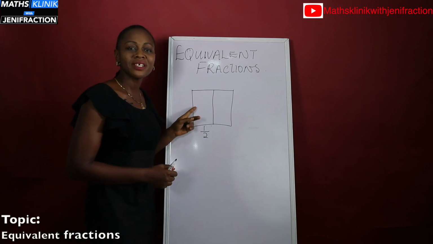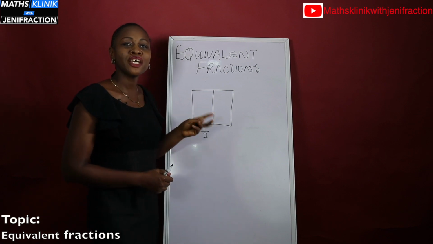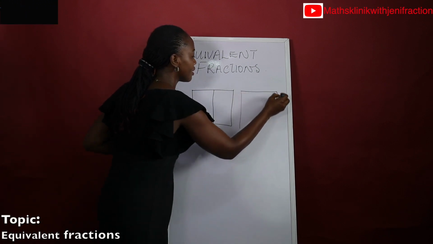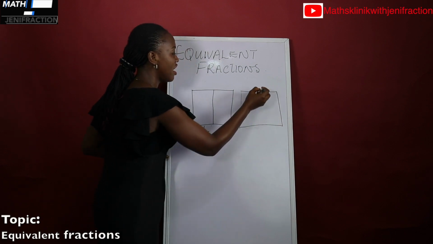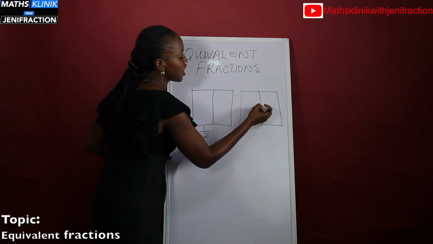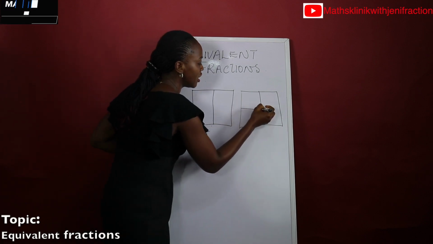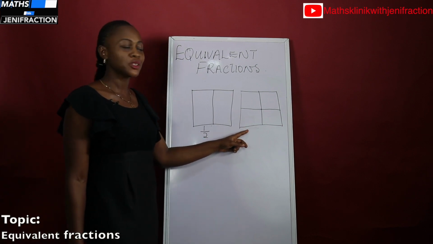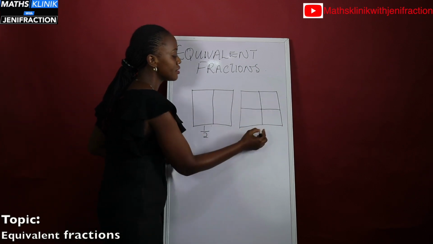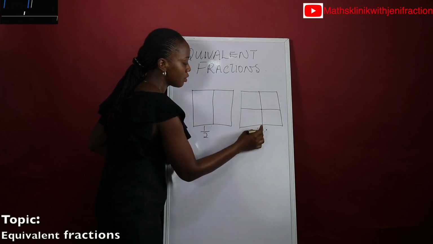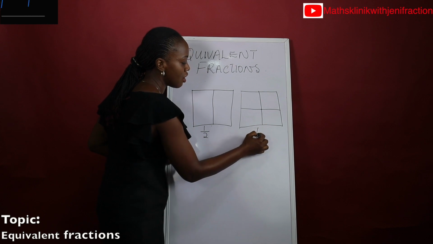Now this same biscuit is going to be shared into 4 parts. Let's take it again. I'm sharing it. You can see initially we shared into 2. Now I'm going to share each part into 2 again. So I have 4 parts. So what fraction do we have here? We have 1 out of 1, 2, 3, 4. So I have 1 out of 4.